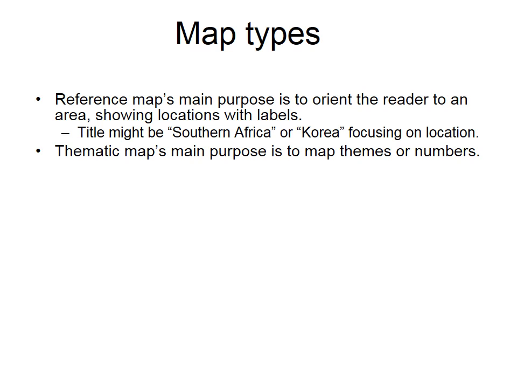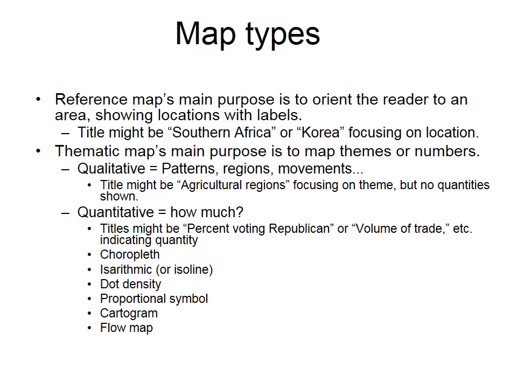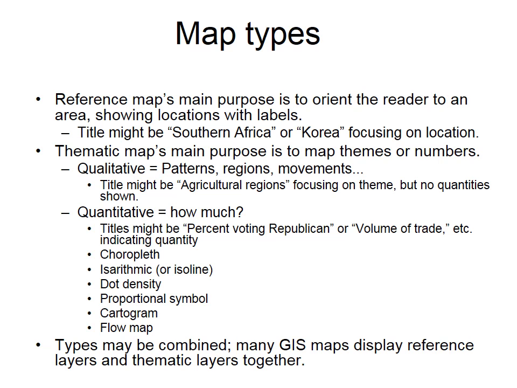Thematic maps' main purpose is to map themes or numbers, possibly not even showing the names of the places on the map. The emphasis of qualitative thematic maps is on patterns, regions, movements. A qualitative theme could be agricultural regions or immigrant flows. Quantitative maps use map symbols to indicate numeric data, such as percentages, volumes, or densities. Some examples of quantitative maps are choropleth, isarithmic, dot density, proportional symbol, cartograms, and flow maps.